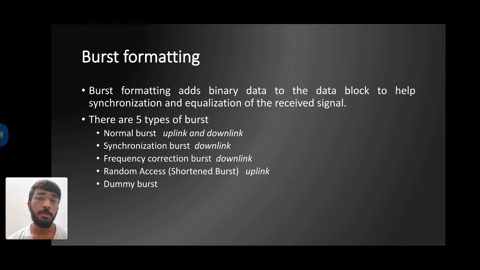For the normal burst, first 3 are the start bits, then 57 bits are encoded bits, then 1 steal bit or flag bit. After that, 26 training bits. After that, again one steal bit or flag bit. After that, 57 data bits which are encoded. After that, stop bits, and after that, 8.25 bits for the guard band. This is the structure for the normal burst.